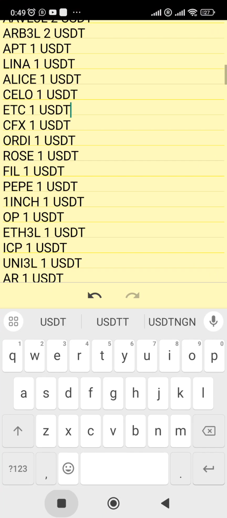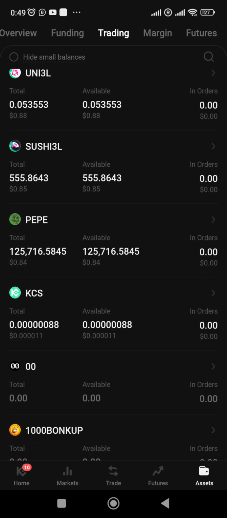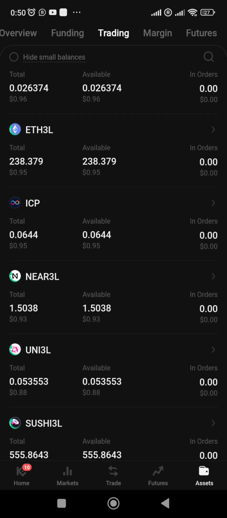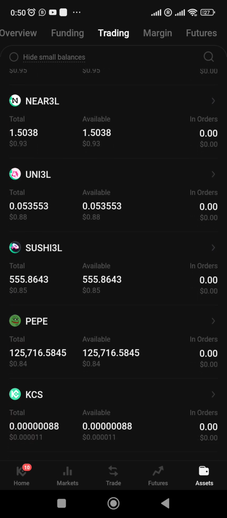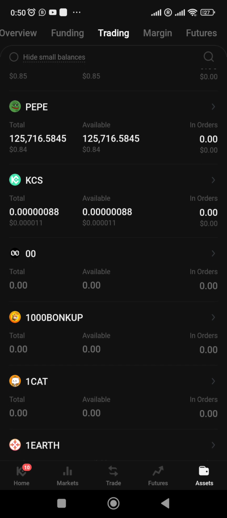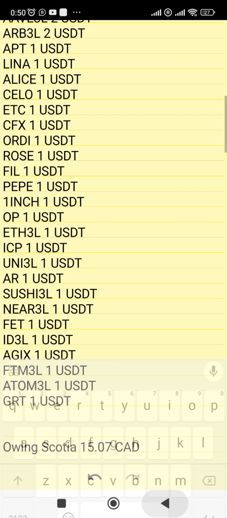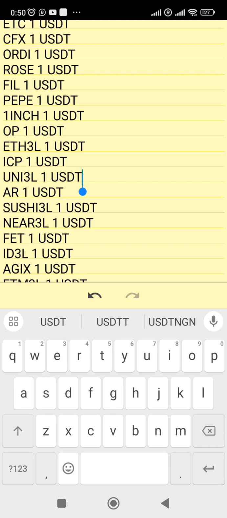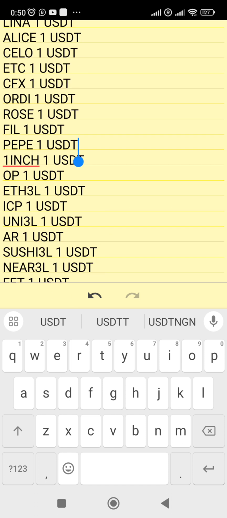Okay, almost I've gotten to the end. ICP, Near, I just bought and sold Near again, and that's quickly dropped to 0.93. If it drops to 0.9, I'll buy again. So I won't reckon with it right now. ICP, Uni, Sushi, Pepe. I just need to confirm that they're all supposed to be 1.